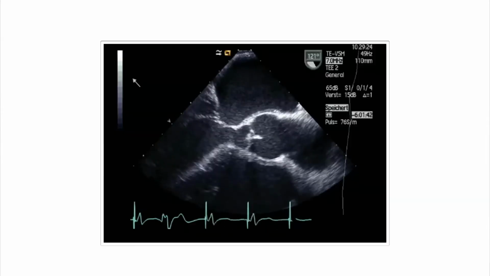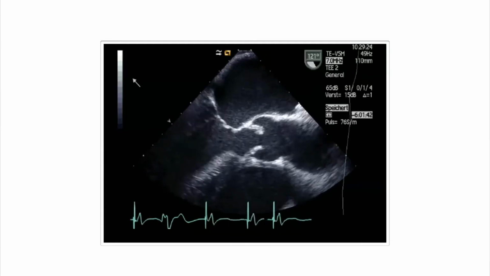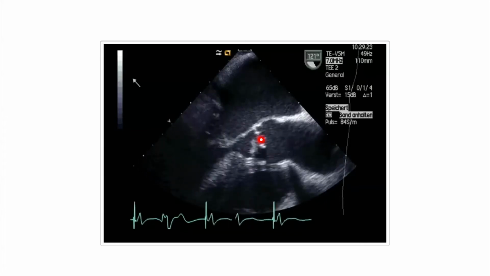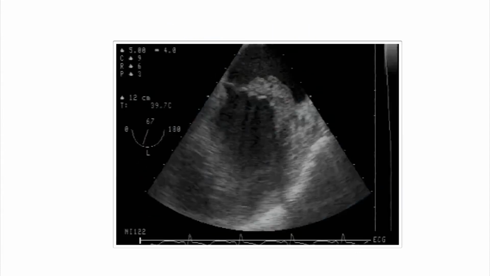And here is a patient who was on the intensive care unit because he developed fever. Why? Because there's a structure here on the aortic valve. This is a vegetation. Here we have an example of endocarditis. And this is a patient that I will never forget.